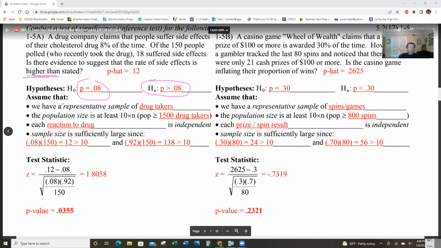Okay. Assume we have a representative sample of drug takers. Fine. Assuming the population is at least 10 times n, so we had 150 people, surely there's 1,500 people that have taken this drug. And assuming each reaction to the drug is independent. Now see if we have enough samples. 8% times 150 is greater than 10, and then 92% times 150 is also bigger than 10. We're good, we have enough samples.